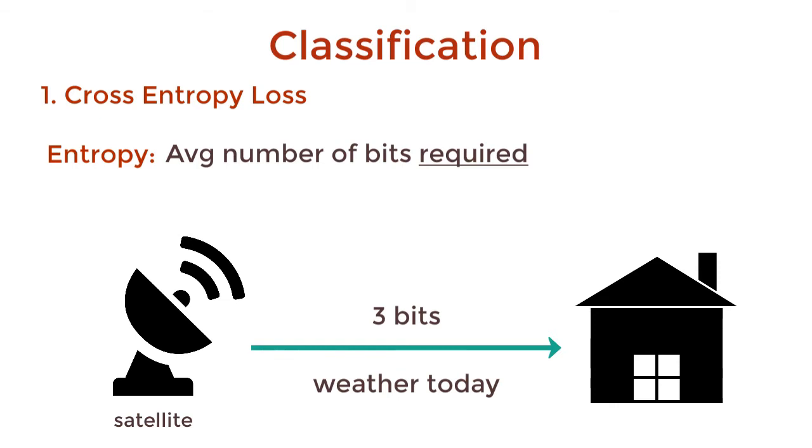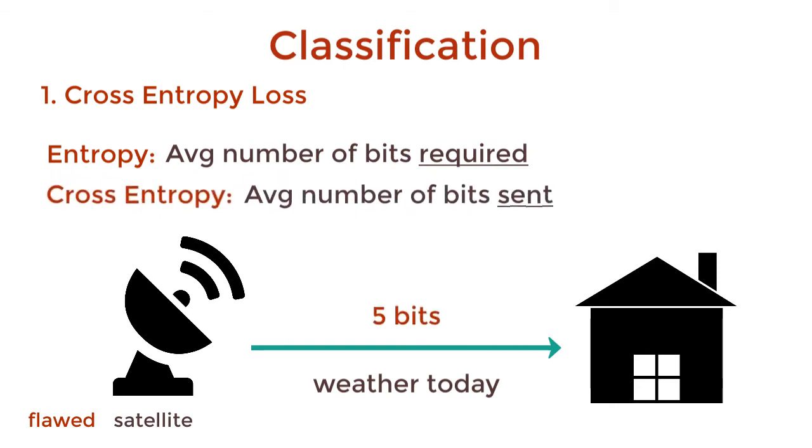But the tower isn't perfect. It's designed by engineers who have flaws themselves. There is some wastage, and it is found that the tower actually sends you 5 bits on average. This is cross-entropy. We are comparing the true average and the satellite's current average. Entropy is 3 bits, but cross-entropy is 5 bits.